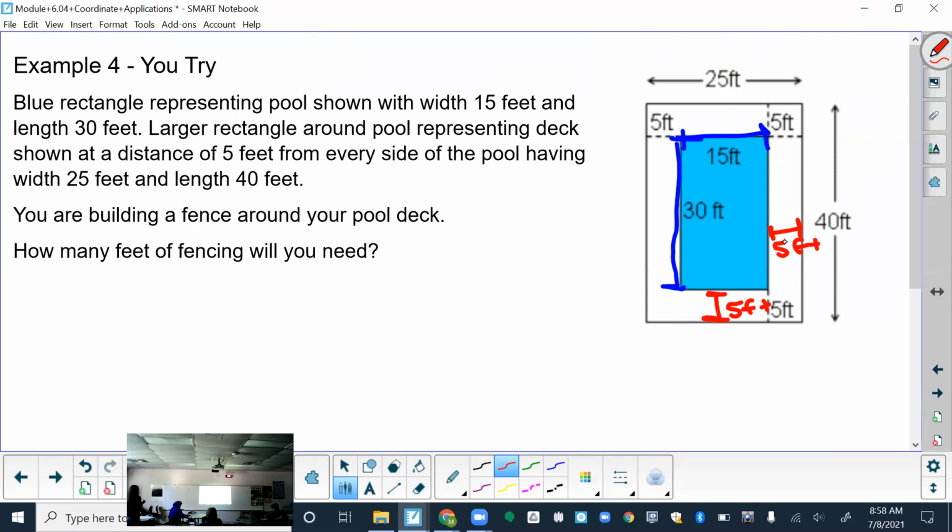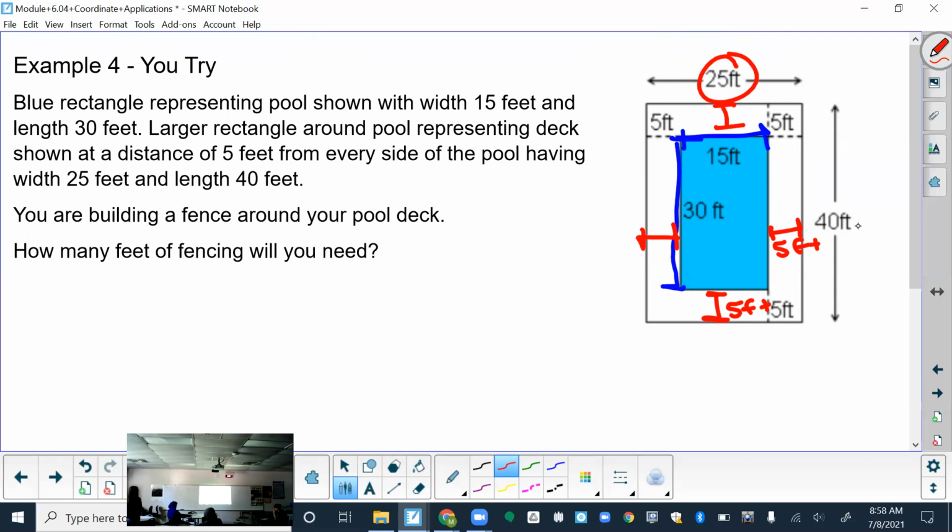So that makes the entire pool, if you're including the deck, it takes up 25 feet for the width and 40 feet for the length, right? It's 15 plus 5 feet here, plus another 5 feet here. Equals 25. 30 plus 5 feet here, 5 feet here makes that 40. Does that make sense?